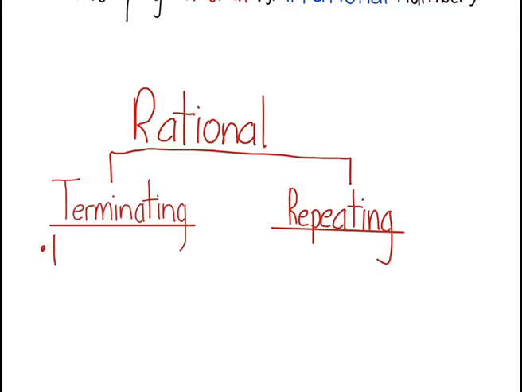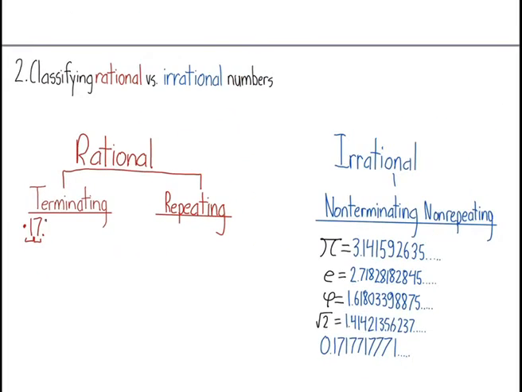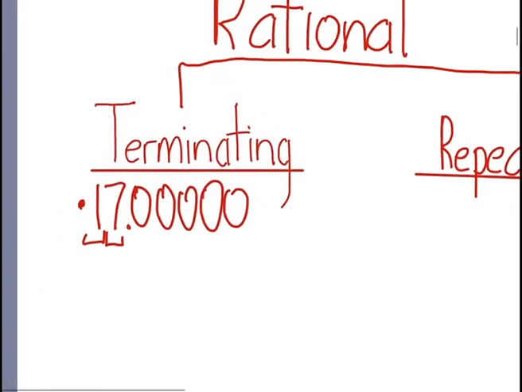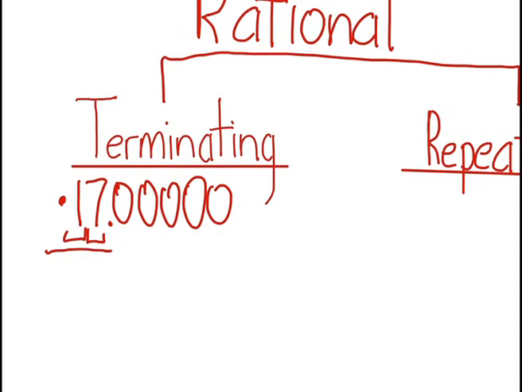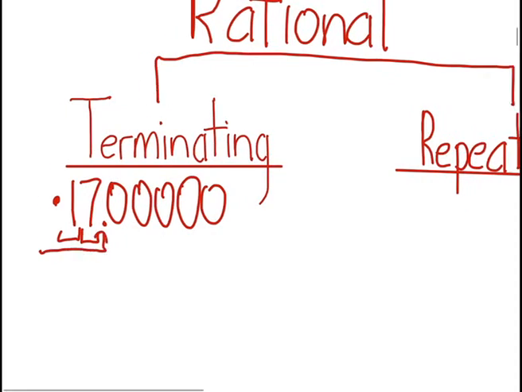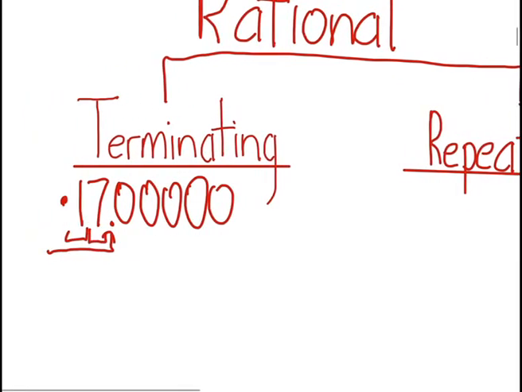Let's take 17. 17 is just these two digits, right? After this, it's just zeros. And so we can say that the number essentially terminates right over here, after the 7. So, because it has a finite amount of digits, and after a given amount of numbers, it's just zeros, it's a terminating number.